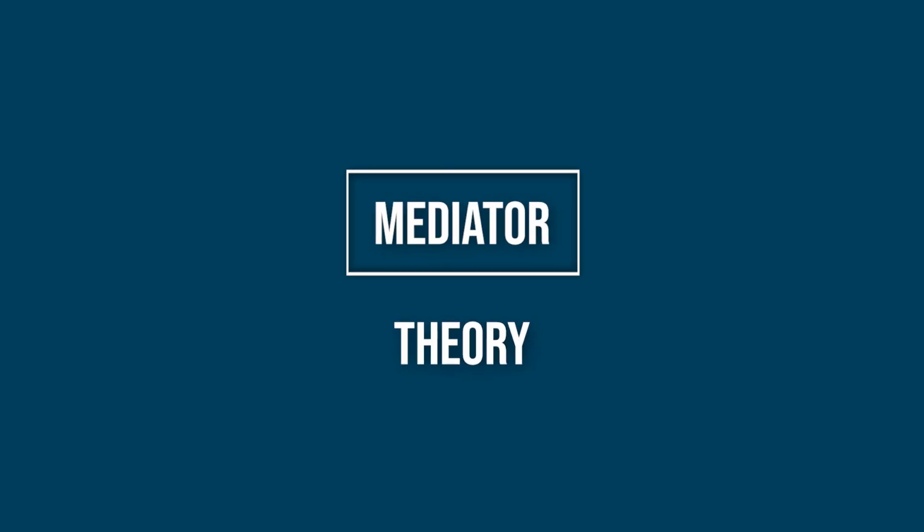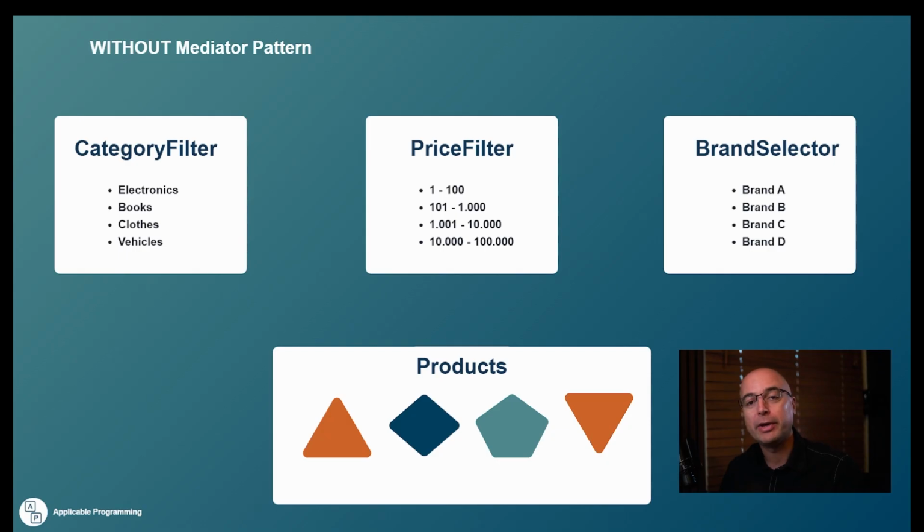Let's look at one real-life theoretical example where the Mediator pattern can be used to solve a problem. Now here we have an e-commerce application, something that we've probably seen somewhere on the internet, and we have 3 types of filters and a list of products. We have a category filter here. You can imagine this being a universal online shop with many categories like electronics, books, clothes, vehicles, etc.